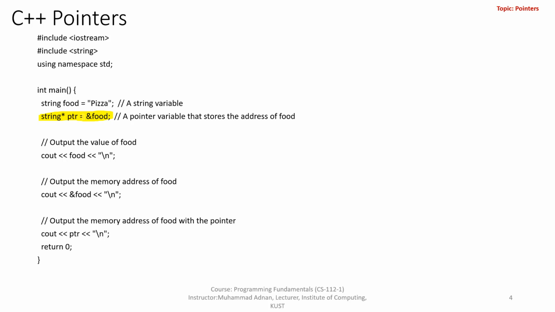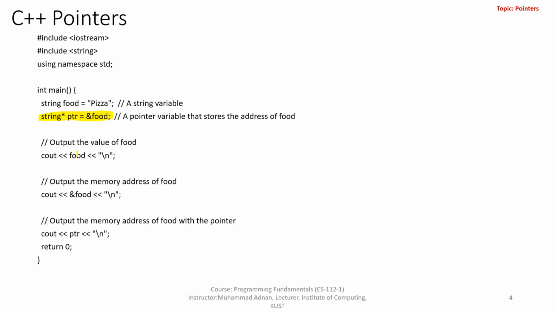Remember to put a space, and then the assignment operator, and then you use the ampersand sign to get the address of the food variable. So a pointer variable that stores the address of food is ptr. If you want to output the value of food, you simply write cout << food << and then in double quotes you go to the next line using an escape sequence. But this will only display the value of the food variable, which in our case is pizza.